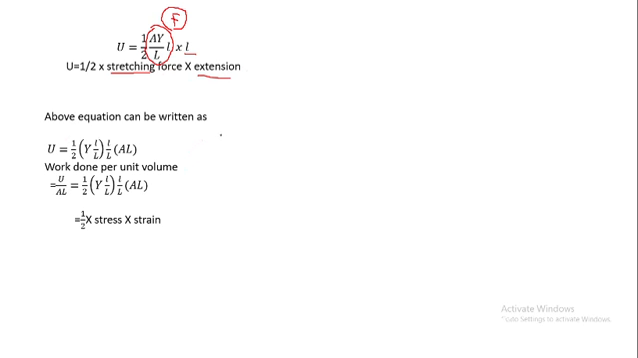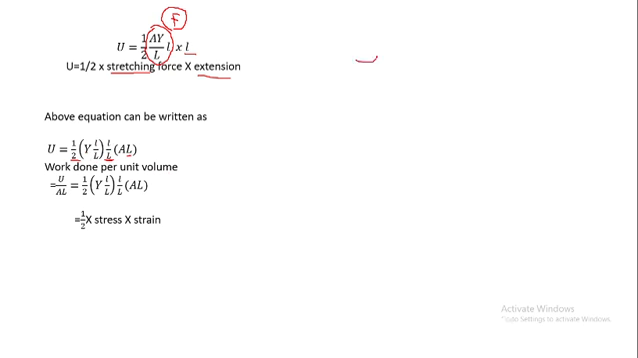So this equation can be written in the form of 1/2 and then Y. See here, l divided by L. This equation can be written with l divided by L, and one more l divided by L, so we multiply by an extra l. So there is L, this is your earlier L. So we get 1/2 Y l upon L into l upon L into AL.